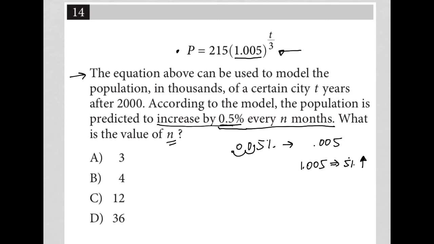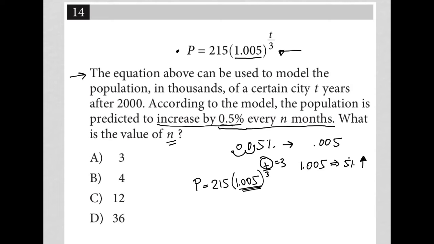So that tells me that if my population equation is equal to 215 times 1.005 to the t-thirds power, I would want to know, well, what does t have to be in order to accomplish that 0.5% increase? t would have to be 3. How do I know that?